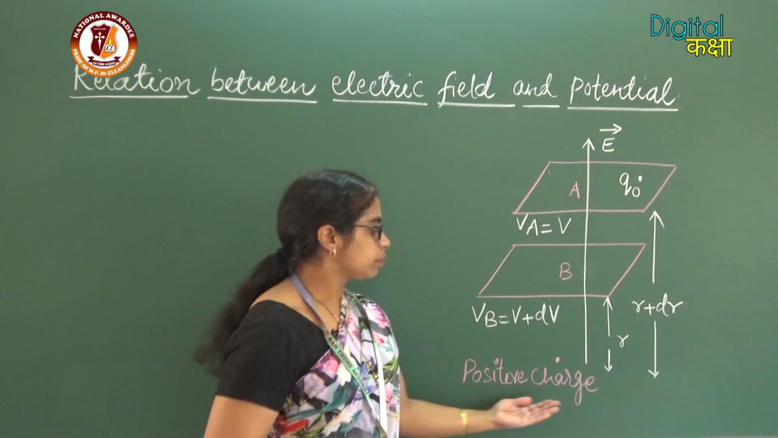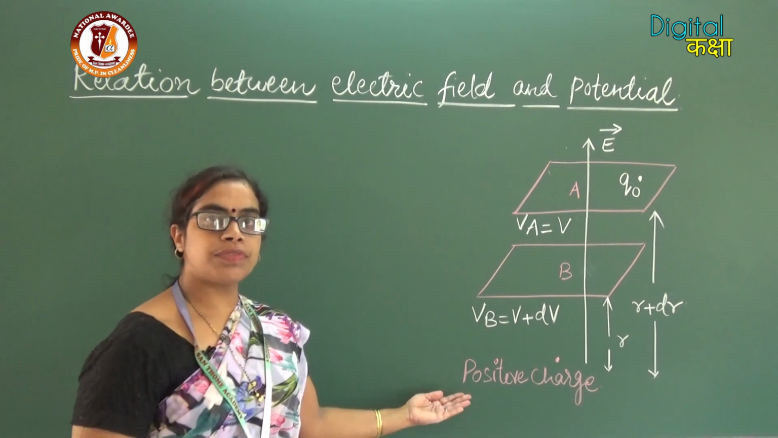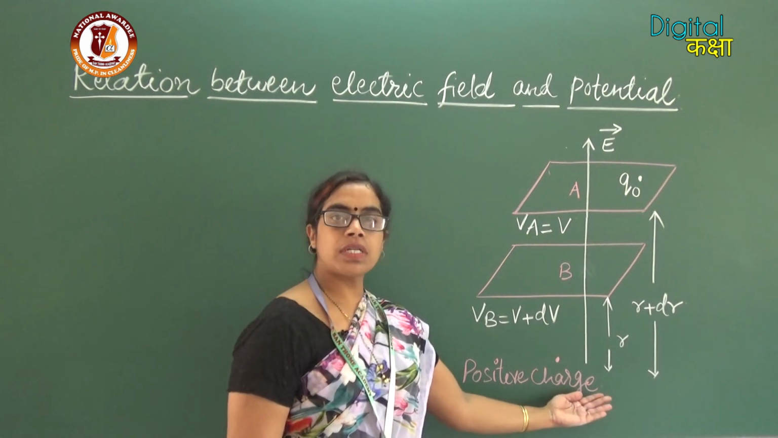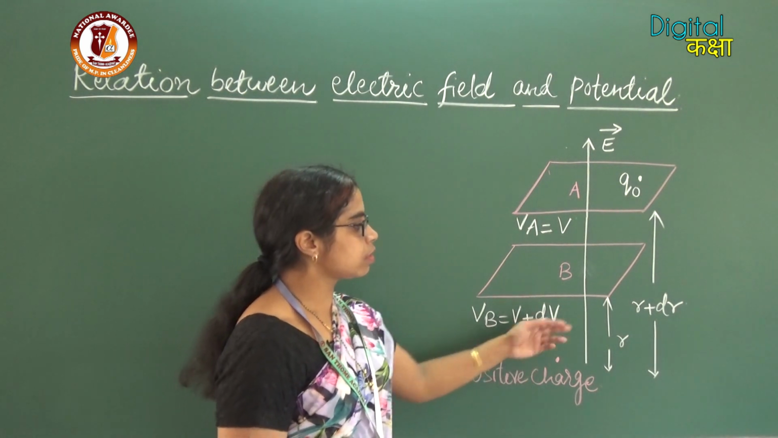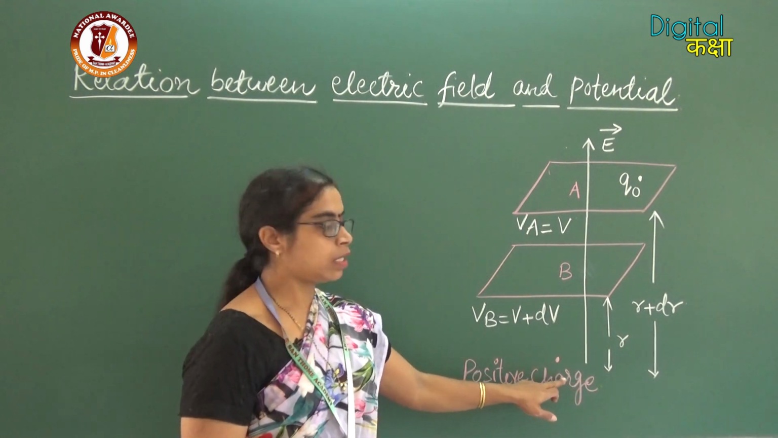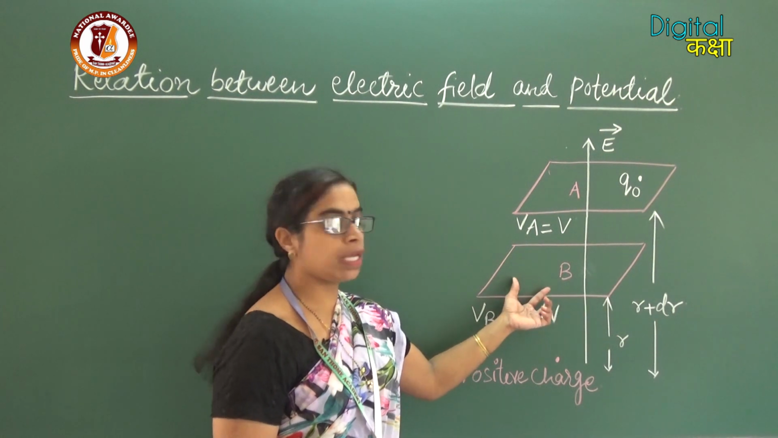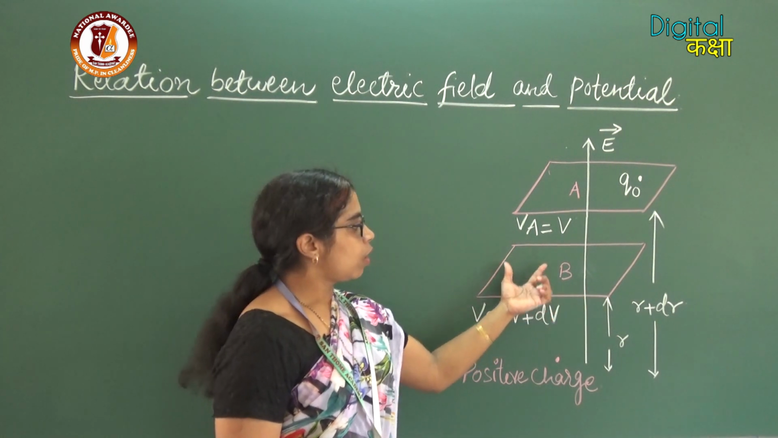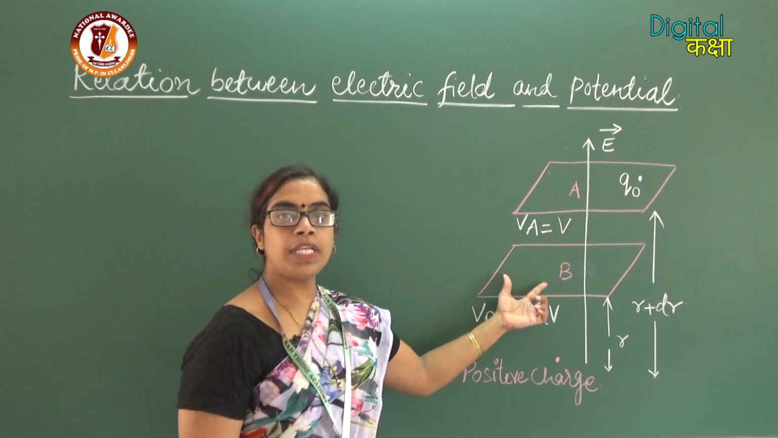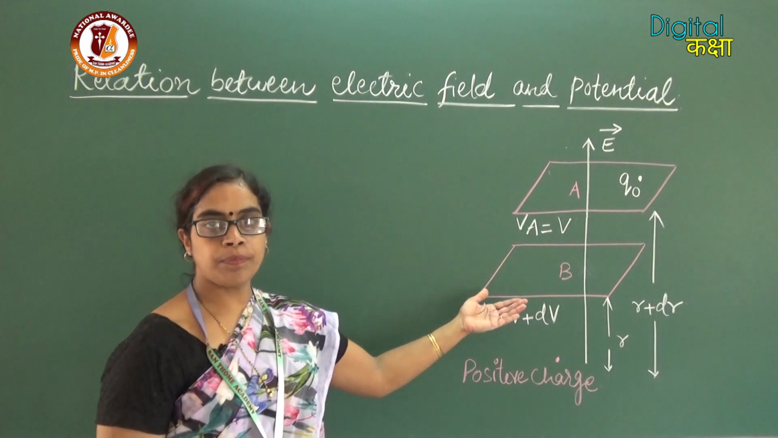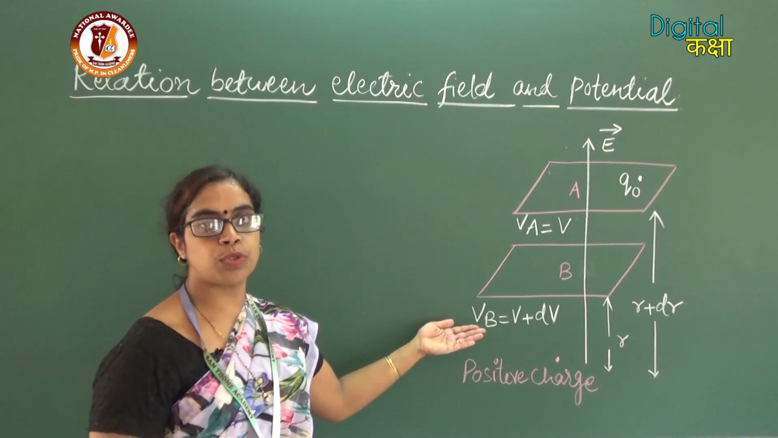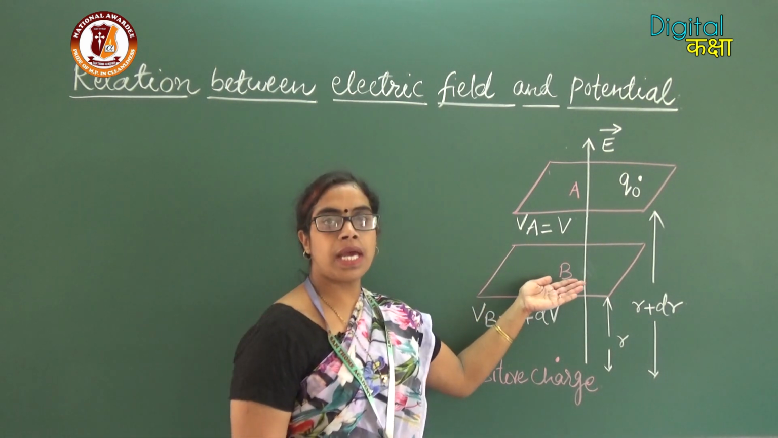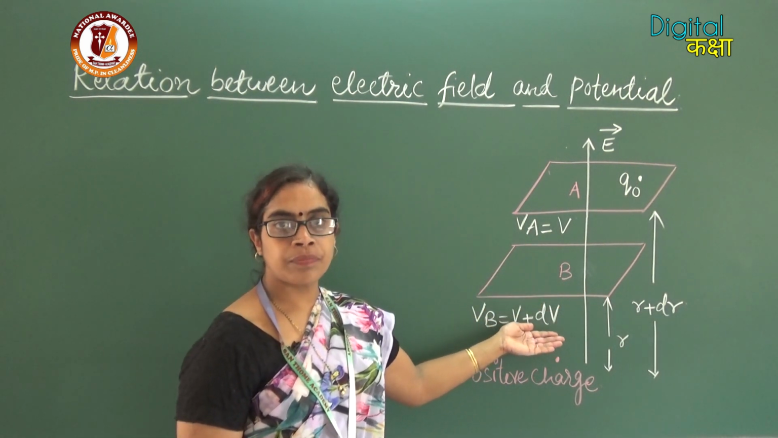In the diagram, this is a positive charge or a positive charge distribution. At a distance r from this charge, there is a surface named B. At all the points of B, the value of the potential is the same because of the equal distance from the given charge or charge distribution. So B is an equipotential surface.